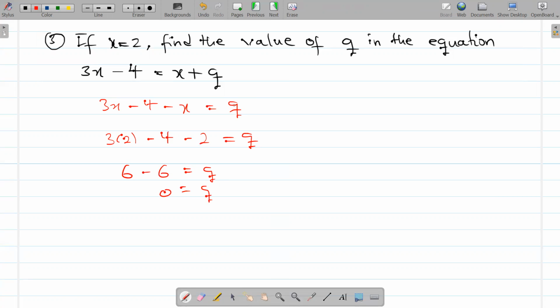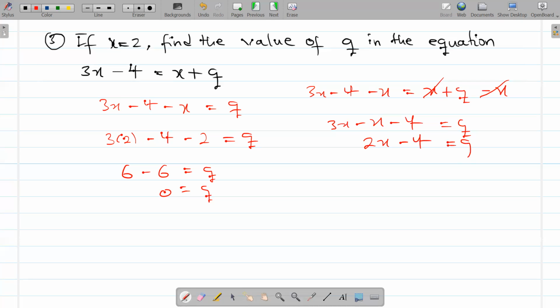So the other school of thought, what they will do is they will subtract x from here, then they'll subtract x from here. So what they'll do is 3x minus 4 minus x is equal to x plus q minus x. So x minus x will cancel out. 3x minus x minus 4 being equal to q. So 3x minus x, you get 2x. 2x minus 4 is equal to q.